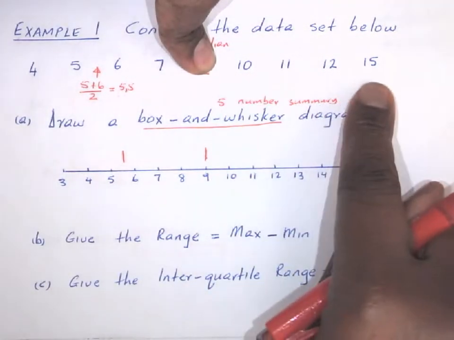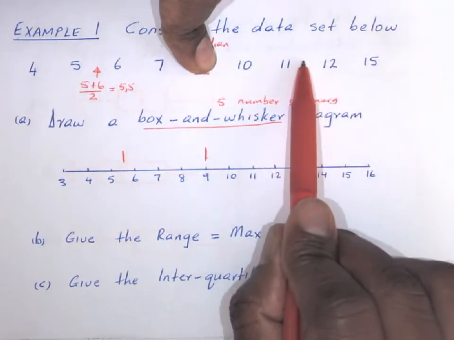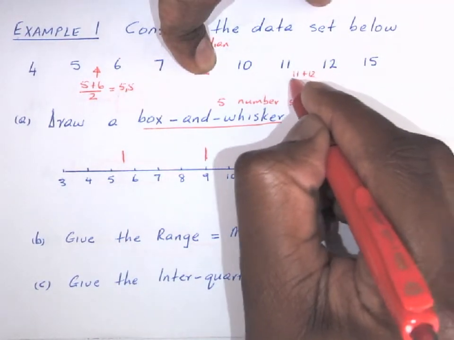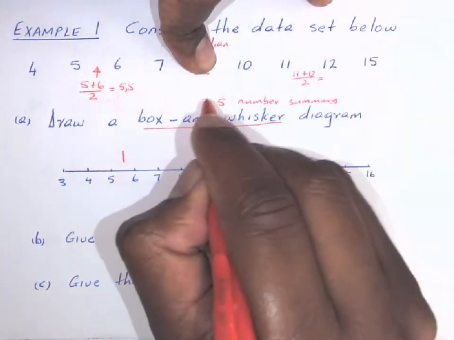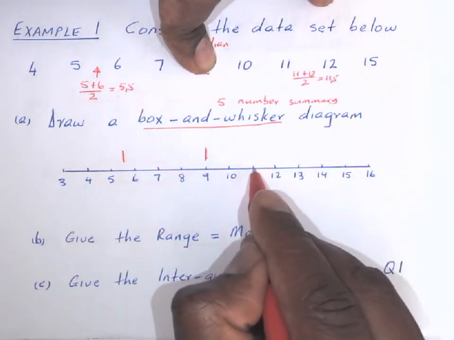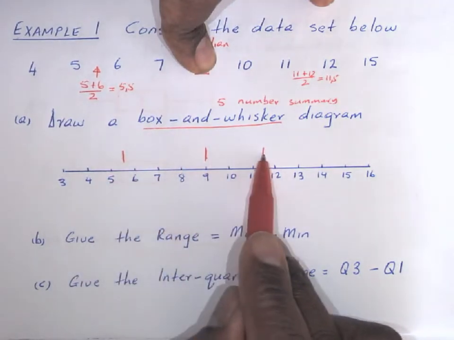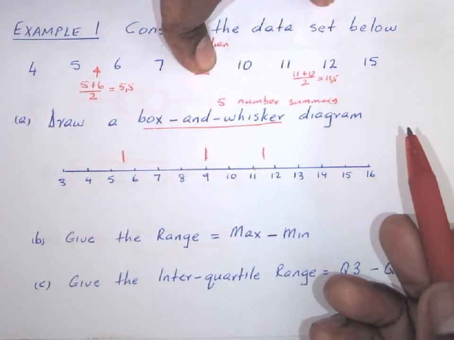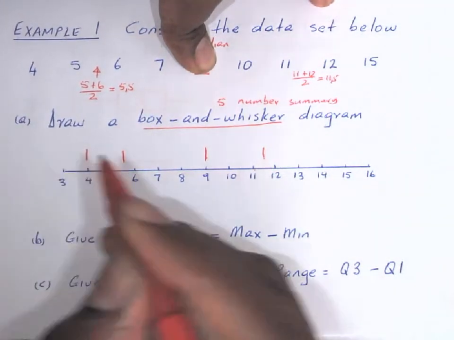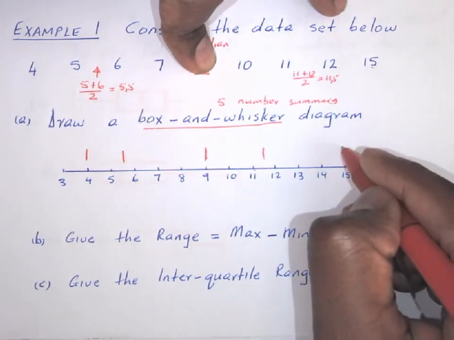And then on this side, I'll need the middle number between these 4 numbers. I will add the 11 with the 12 and divide by 2, and you'll get 11,5. So 11,5 is between 11 and 12, so I'll draw a line over here. Now I've got 3 numbers already. What are the other 2 numbers? It's just the smallest number, which is 4, so on 4 I'll draw that one, and the highest number, the maximum number, which is 15.